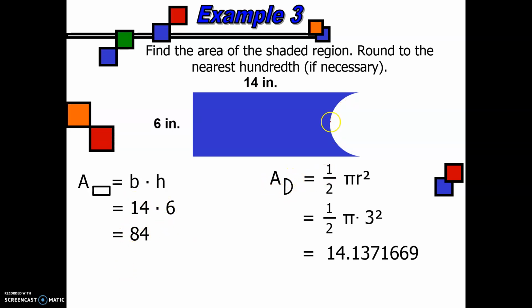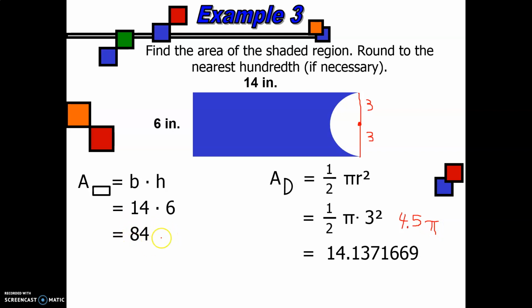Now we're going to find the area of this semicircle here using the formula 1/2 pi times r squared. Our radius is 3 because if you look at the opposite side, the height of this rectangle is 6, which would correspond to a radius of 3. So 1/2 pi times 3 squared. This would be 1/2 of 9 pi. If you wanted to leave this in exact form, you could. You could write this as 4.5 pi.